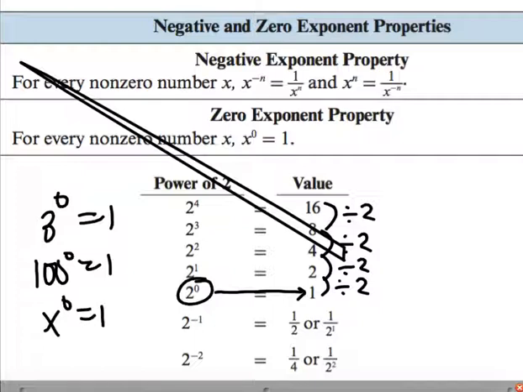Okay, and we can continue the pattern in negative exponents and say if we continue to divide by 2, that means that I'm going to take 1 divided by 2, which is the same as 1 over 2 to the 1st power. So we're putting that negative exponent into the denominator, and it becomes a positive exponent. We divide again, and we see that 2 to the negative 2nd becomes a positive exponent when we put it into the denominator.